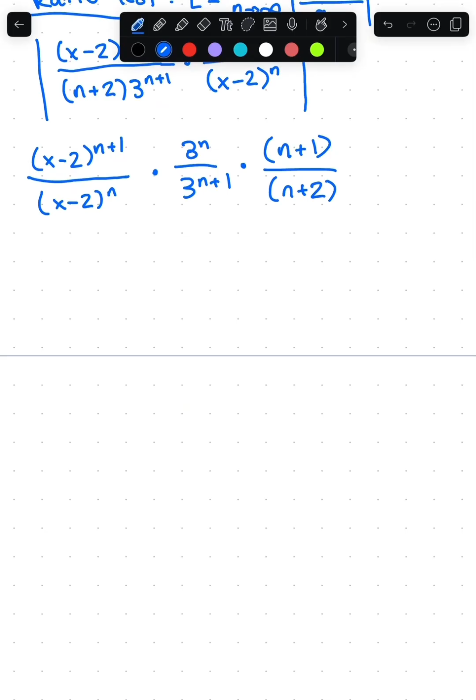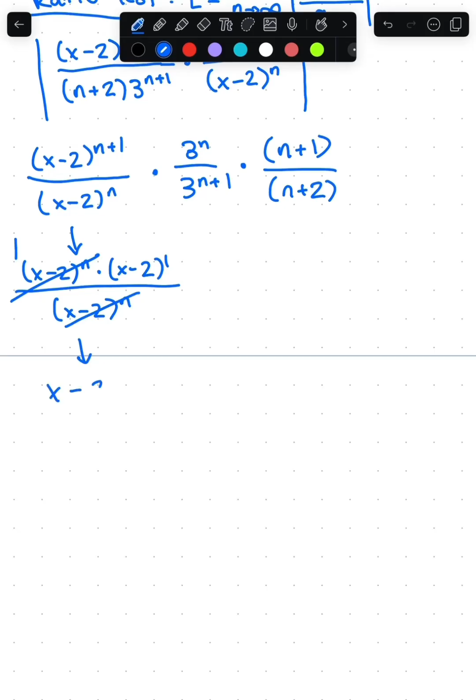So we can first take x minus 2 to the n plus 1 power and just simply split them up like this. And then we write it all over x minus 2 to the power of n. Now we can see that those actually cancel out. So we're left with 1 times x minus 2 to the power of 1, which is just x minus 2. Don't forget the absolute value, of course.